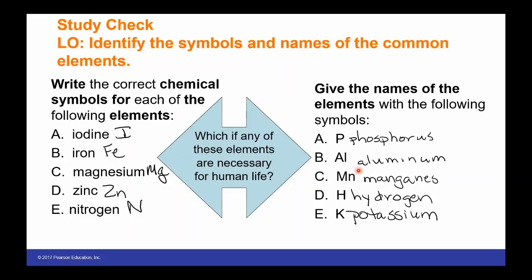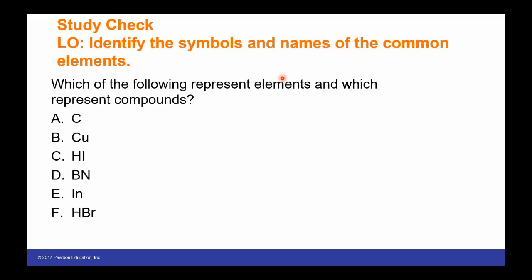Most of these, except for aluminum, are required for human life. Okay, let's do some more practice. Which of the following represent elements and which represent compounds? Pause the video and practice on your own, and when you come back, we'll go over the answers together.